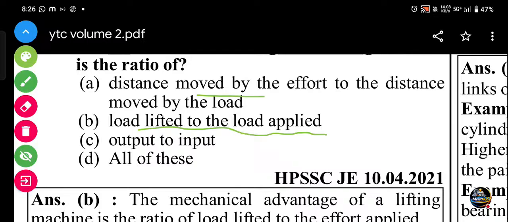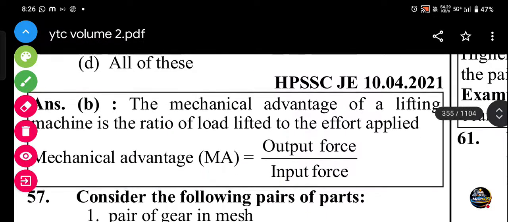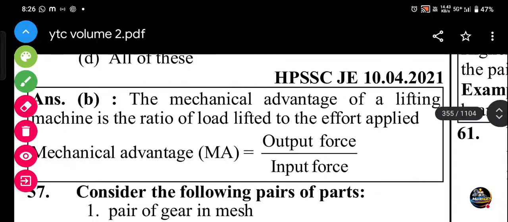This is the velocity ratio. This is the mechanical advantage. The mechanical advantage of a lifting machine is the ratio of the load lifted to the effort applied. Mechanical advantage equals output force divided by input force.